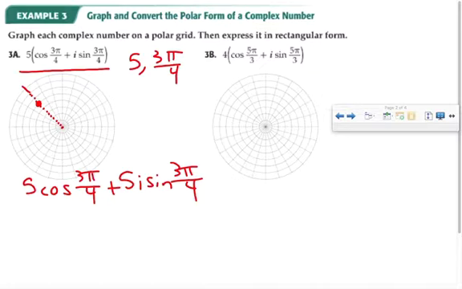In my solution key, it has the cosine of 3 pi over 4 left in radical form. And I would hope that you'd realize, oh, well, that's because they used their unit circle instead of using their calculator. So the cosine of 3 pi over 4 is negative radical 2 over 2. So I would have negative 5 radical 2 over 2 plus 5i times the sine of 3 pi over 4, which is positive radical 2 over 2.